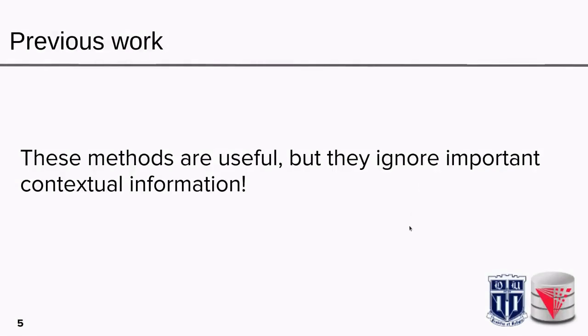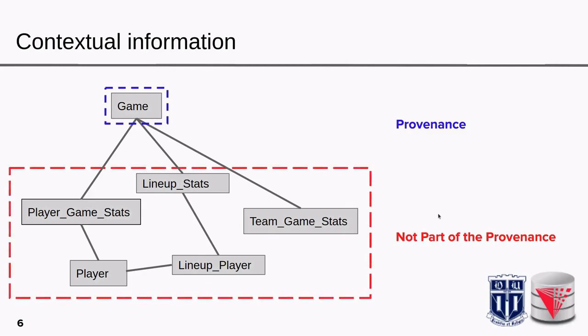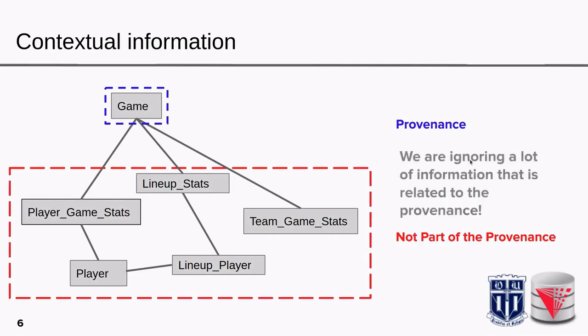These methods are useful, but they ignore important contextual information. In our NBA database, there are actually a lot more information that are not considered when generating the explanations. Like here, the provenance of the query only comes from game table. However, there are many relations that has connection with the game, but are ignored when finding the explanations.